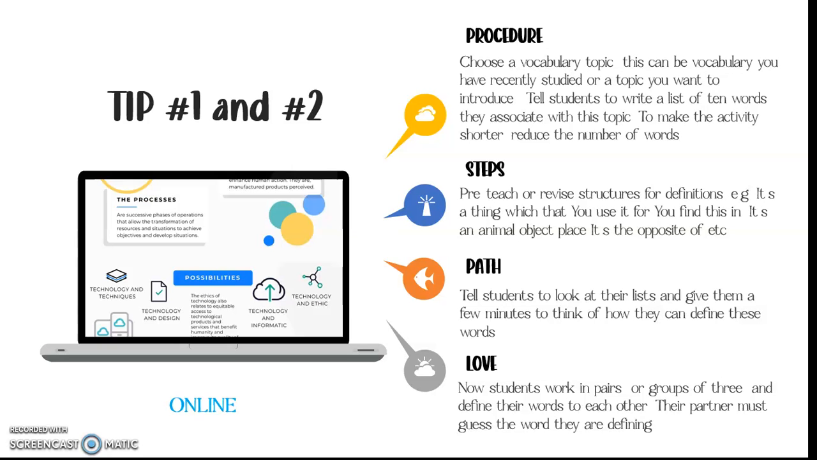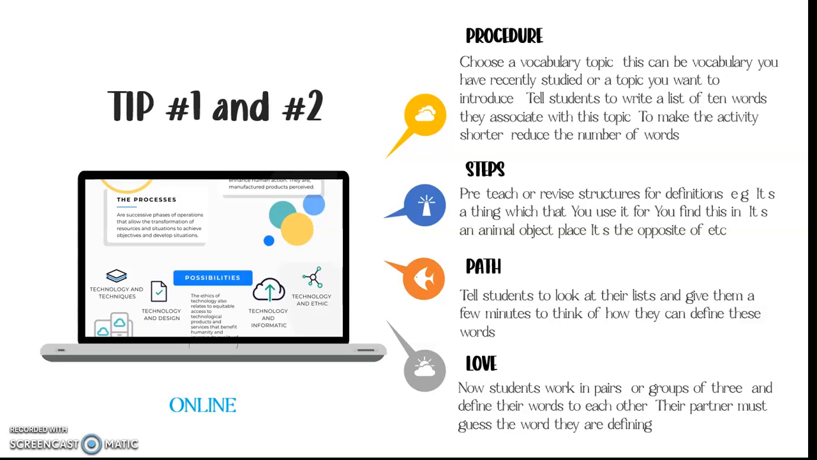Online activities, types 1 and 2. Procedure: choose a vocabulary topic. This can be vocabulary you have recently studied or a topic you want to introduce. Tell students to write a list of 10 words. Steps: pre-teach or revise structures for definitions, with expressions like you find it on, it is an animal, it's the opposite of, it's a thing that you can use for.